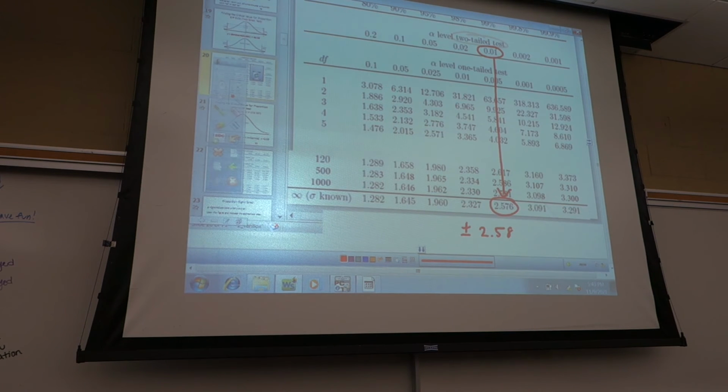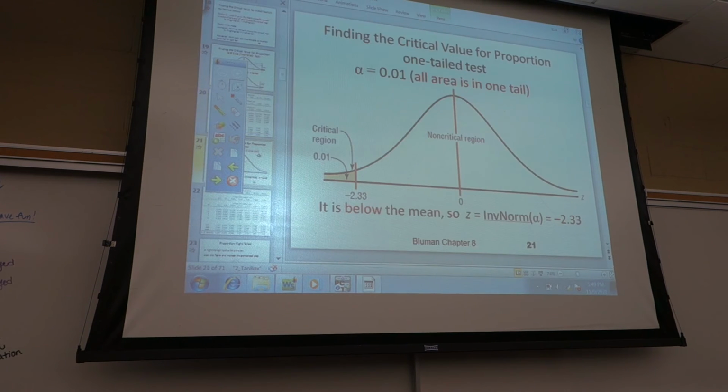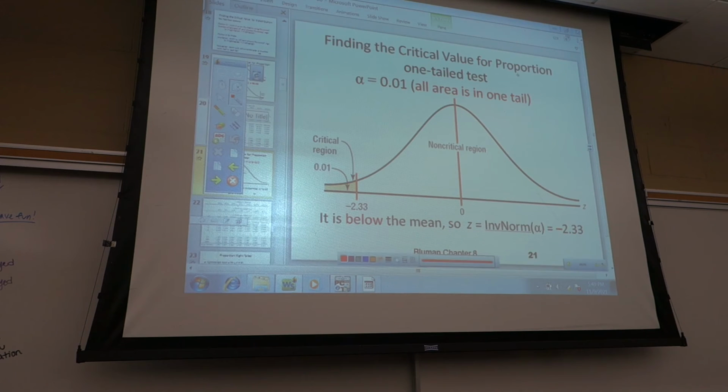Okay, next example. One-tailed proportion. So again, it's going to be a z table. One-tailed test, alpha 0.01. So left-tailed is going to be over here on the left side, which means it needs to be negative.